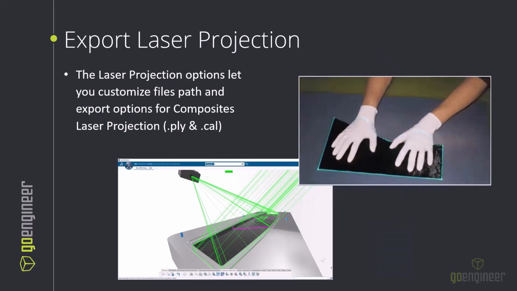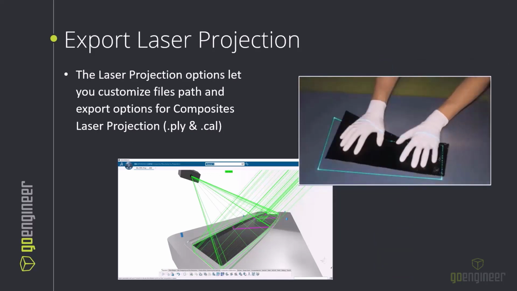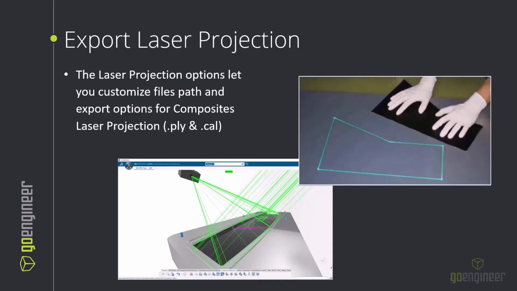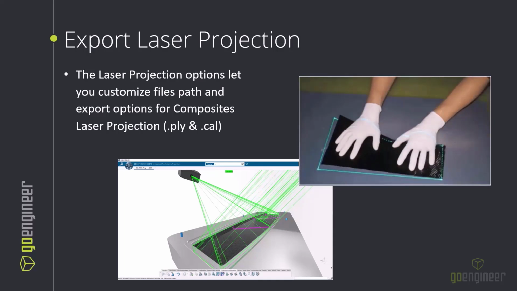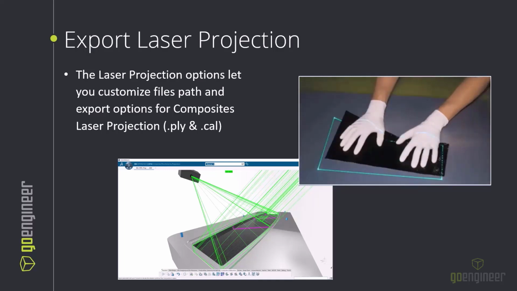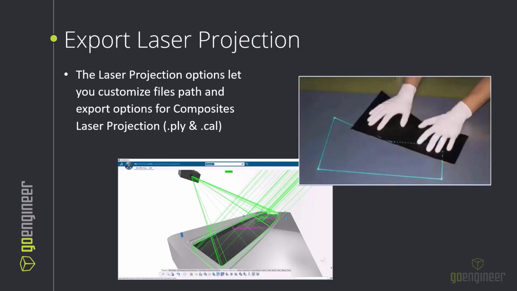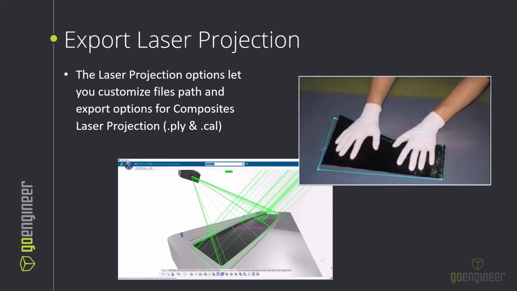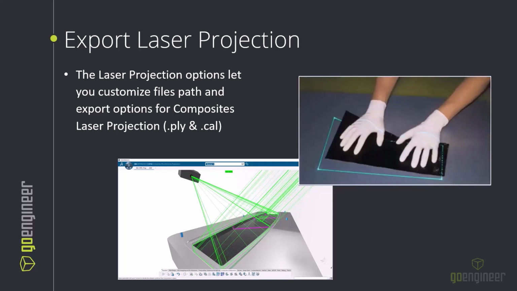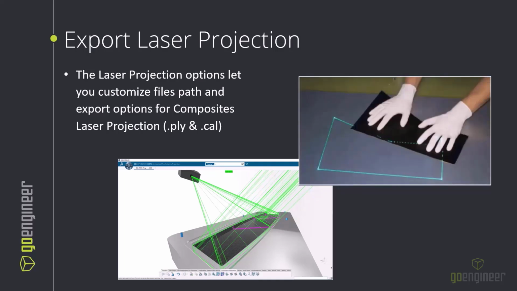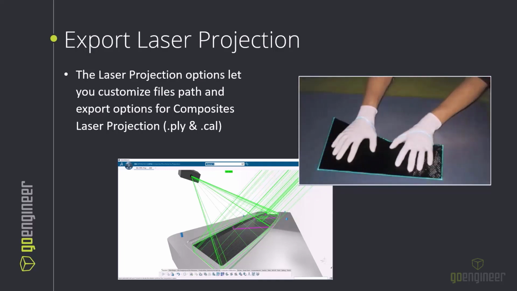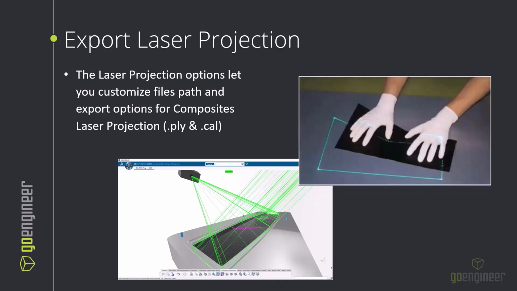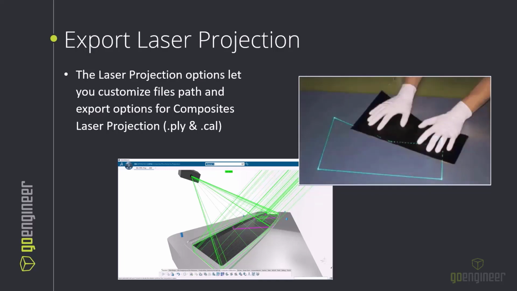And finally, we can export to .ply or .cal, which are extensions that are compatible with Vertec, which is a brand of composite laser projection systems. And what Vertec does is it projects down the contour of each ply as it lays within the tool. So during the hand layup process, the person that's laying up all these plies can just line up the ply with this outline and thus expedite the hand layup process.